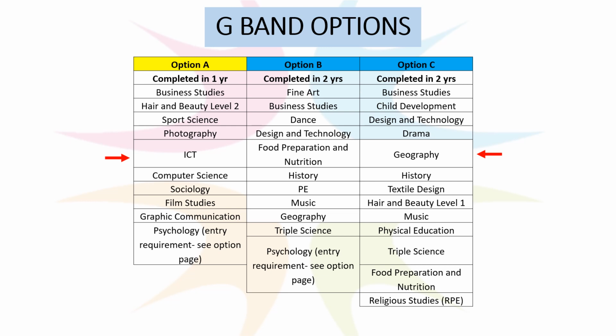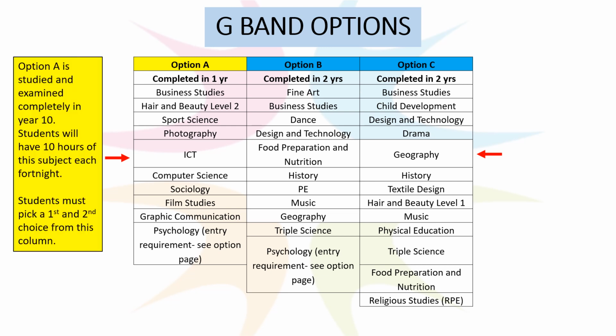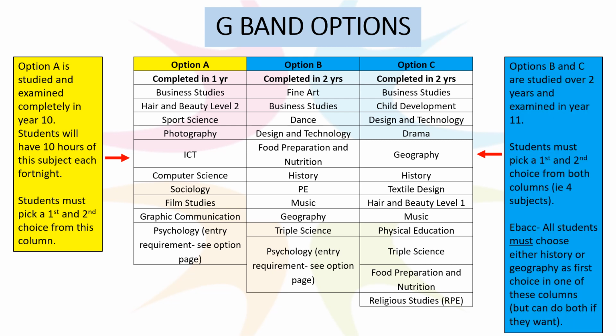G band students have 3 options. Option A, the yellow column, is taught and examined completely in Year 10. The reason for this is that there are so many GCSE exams now that the exam season in Year 11 can be overwhelming. So to finish one of your subjects in Year 10 means you have one in the bag, so to speak, and fewer exams in Year 11 to focus on. Options B and C, the blue columns, are taught over 2 years and completed in Year 11.